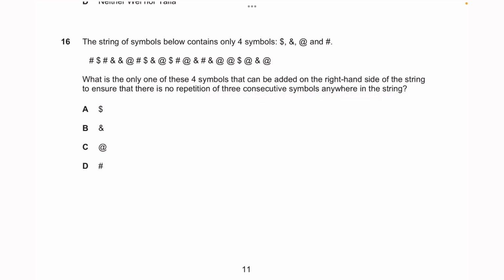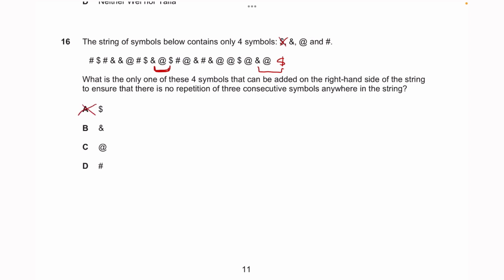Okay, so we've got to choose which one can be added at the end for there to be no repeats within. Okay, and so let's go through each option to see how this works. Imagine that we put a dollar sign over here, so that means our 3 consecutive is and, at, dollar. We need to see if that can actually work, if there's no and at dollar together. And if we have a look here, there is an actual and at dollar there. And so that's why it can't be the dollar sign. So it can't be A.